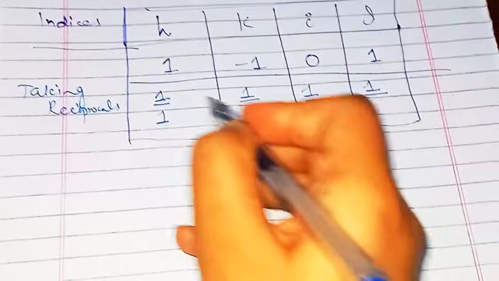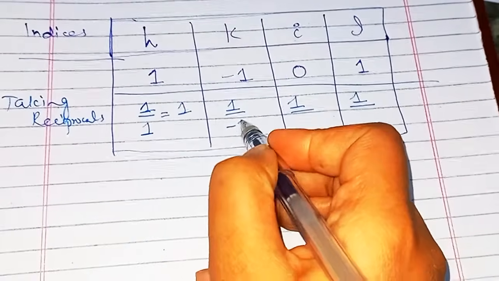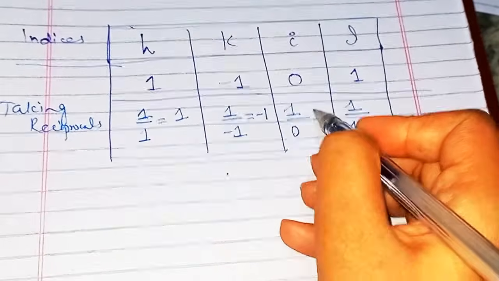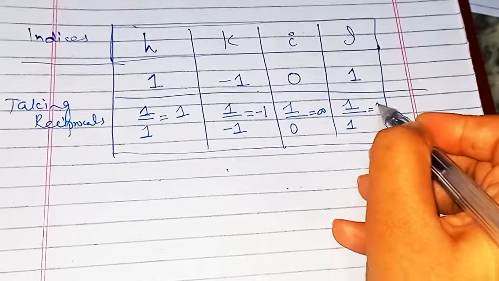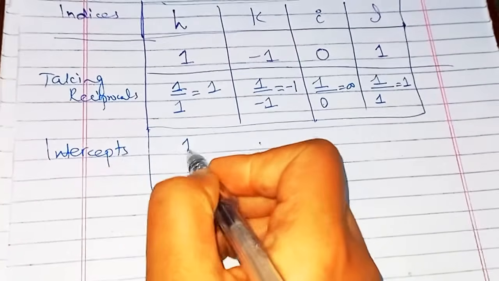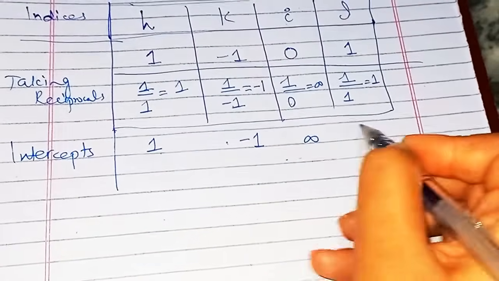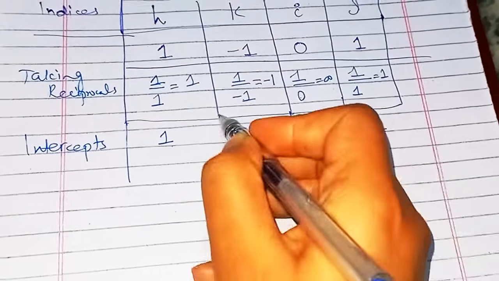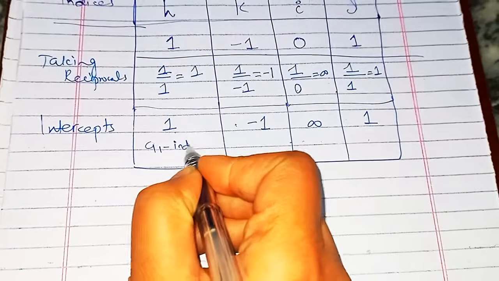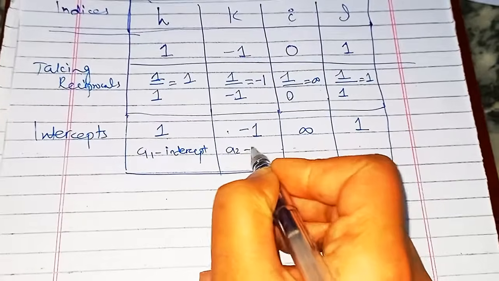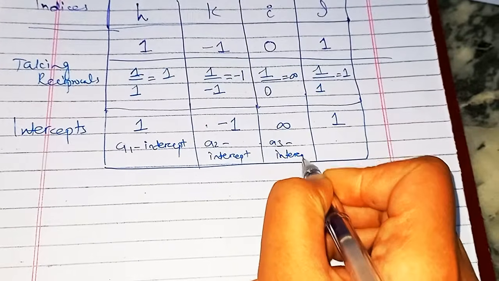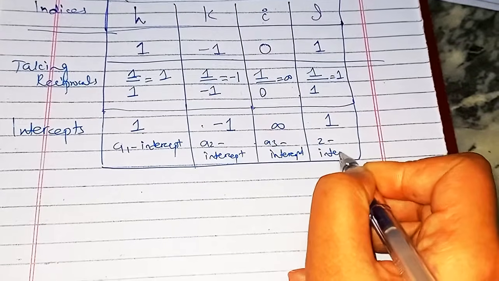1 divided by 1 equals 1. 1 divided by -1 is -1, 1 divided by 0 is infinity, 1 divided by 1 is 1. So we have got the intercepts: 1, -1, infinity, and 1. Hence, this is the A1 intercept, this is the A2 intercept, this is A3, and this is the Z intercept.